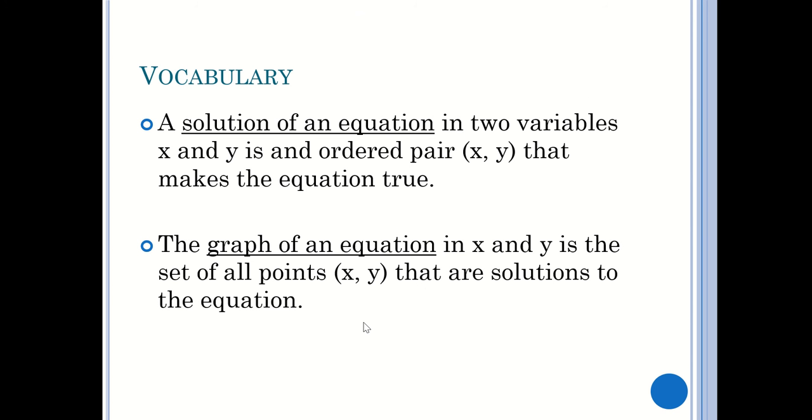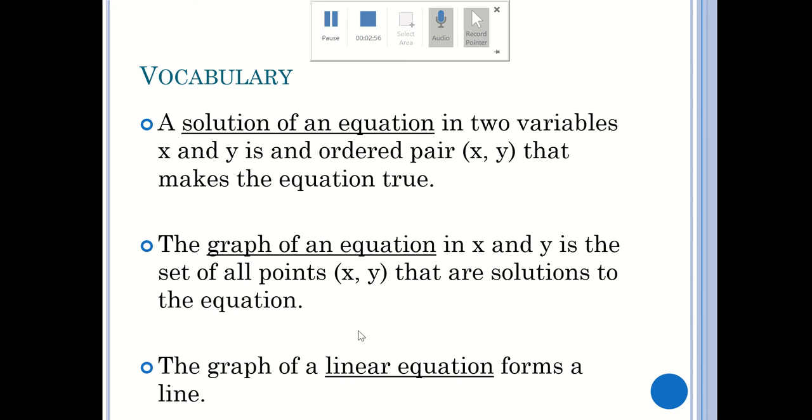The graph of an equation in x and y is the set of all points, x and y, that are solutions to the equation. Remember, there's an infinite number of solutions to a line, because the line goes on forever. But the graph represents all of those solutions. So we don't have to put dots for the infinite solutions, not that it's even possible, but the line represents all of those solutions. And of course, the graph of a linear equation forms a line. So we are graphing lines today, kids.